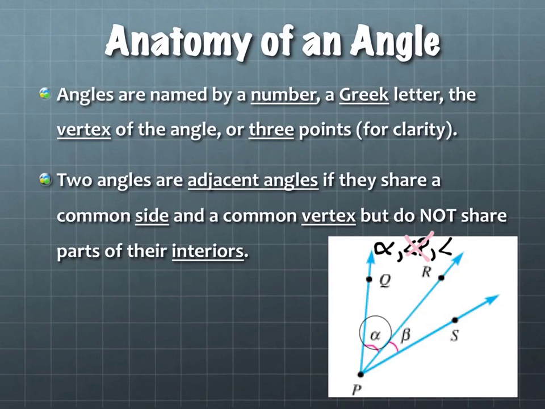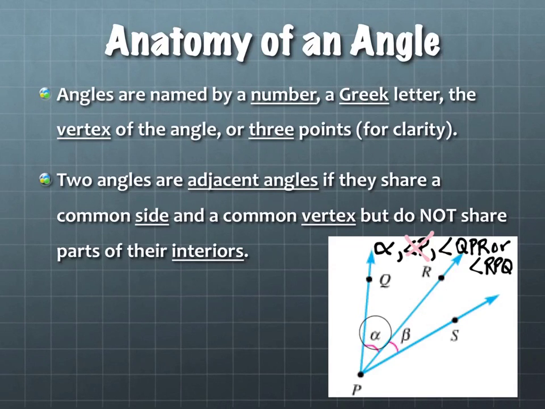There is a third choice here that's pretty friendly though, and that would be to call it by the 3 points that are on there. They do need to go in order, so you would either need to say Q, P, R, or R, P, Q.